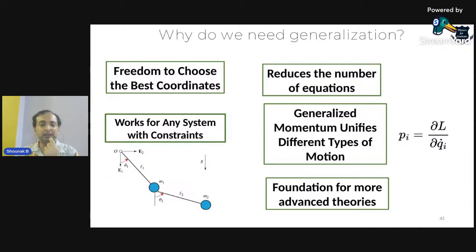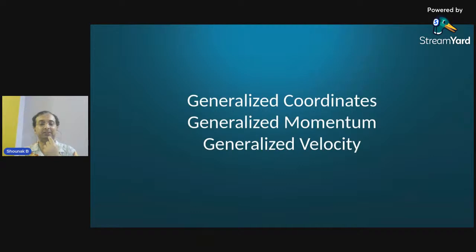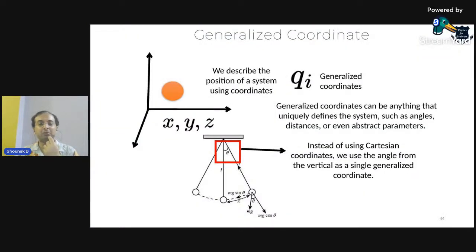Okay, I will just quickly show you what I mean by this. Here you can see there are three things I told you: generalized coordinates, generalized momentum, and generalized velocity. Generalized coordinate, why do we need it? Simple, because x, y, and z do not always work. So we generalize to qi, that means 1, 2, 3, 4, 5, 6, up to n. Instead of using Cartesian coordinates, we can use just one coordinate.